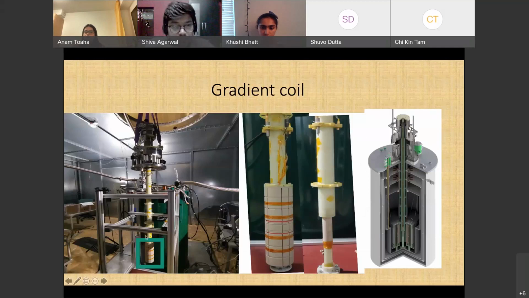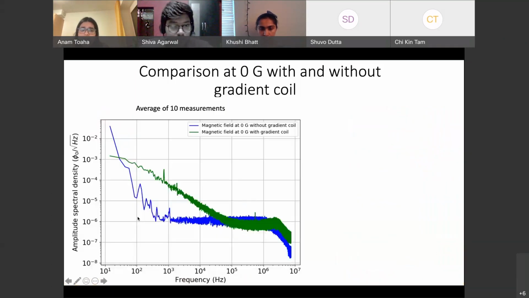Here, once again, I have put the picture of the gradient coil because I did the experiment with and without the gradient coil inside the magnet. As I said in my previous slide, our gradient coil is a stack of coils which applies magnetic field in X, Y, and Z direction, containing 2 saddle coil pairs and 1 Helmholtz pair. I have compared the data at 0 Gauss with and without gradient coil, and this spectrum is an average of 10 measurements.